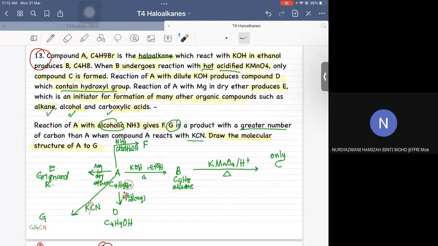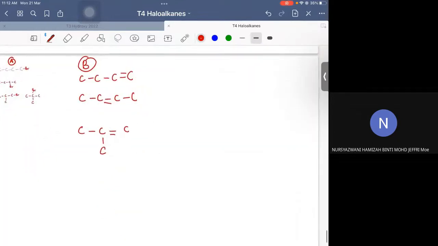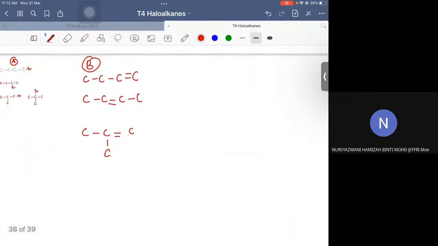Okay, when B undergo reaction with hot acidified KMnO4, compound C is formed. Only. Okay, so inilah word yang paling penting kat sini. So, kita nak tengok struktur B. Bila B ni react dengan KMnO4, hanya C yang produce, meaning that KMnO4 ni, cara dia bertindak balas macam mana? Dia break the double bond, right? And then we split into 2 part.